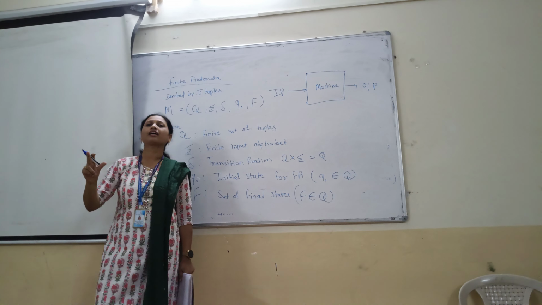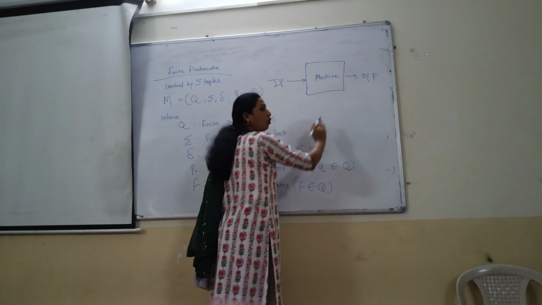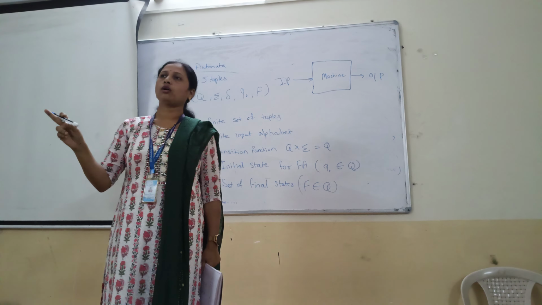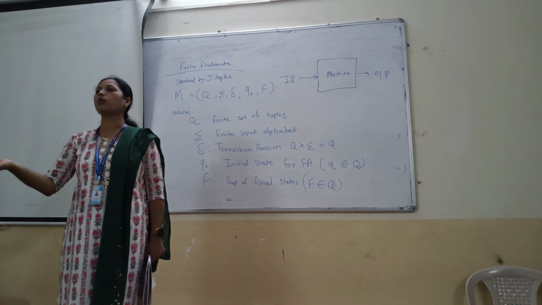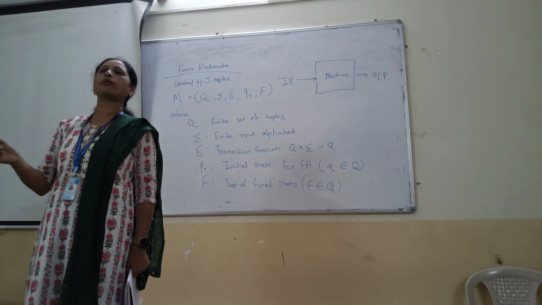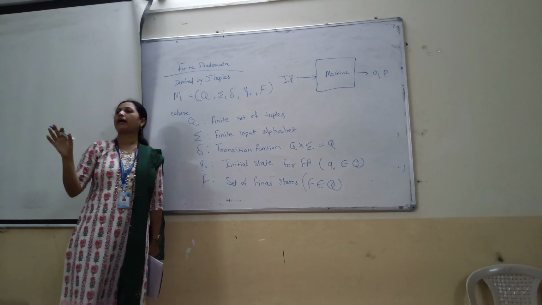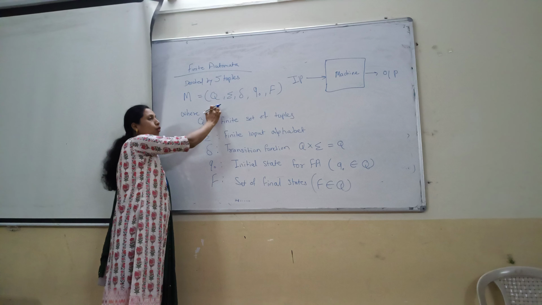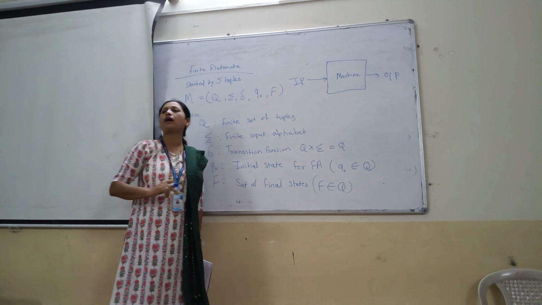We are discussing that whenever we provide some input, we get the output, but how that machine actually works. In the finite automata, we are going to study how that machine internally works. Okay, here finite automata is denoted by how many tuples? 5 tuples. And those 5 tuples are Q, comma, sigma, comma, delta, comma, q0, comma, F.